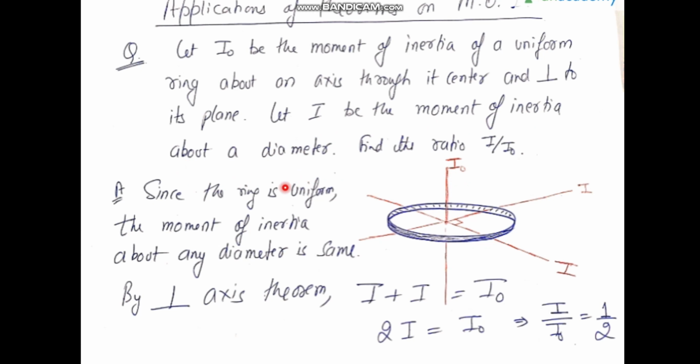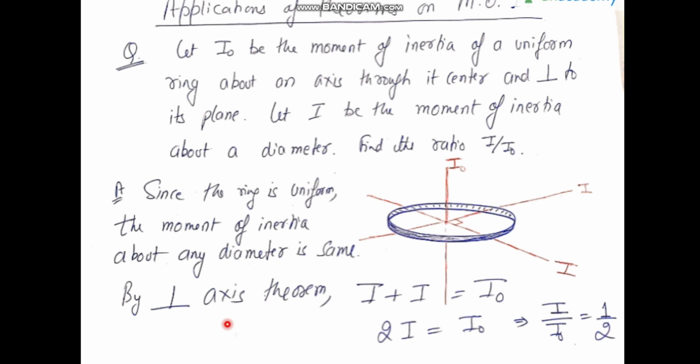About a diameter means suppose this is a diameter and the moment of inertia about that is I. We have to find the ratio I by I naught. Now since the ring is uniform, the moment of inertia about any diameter is the same. That means I can choose the diameter like this, or I may choose the diameter like this. So if I choose this as the diameter and this as the diameter, they two are perpendicular to each other and they lie in the plane of the ring.